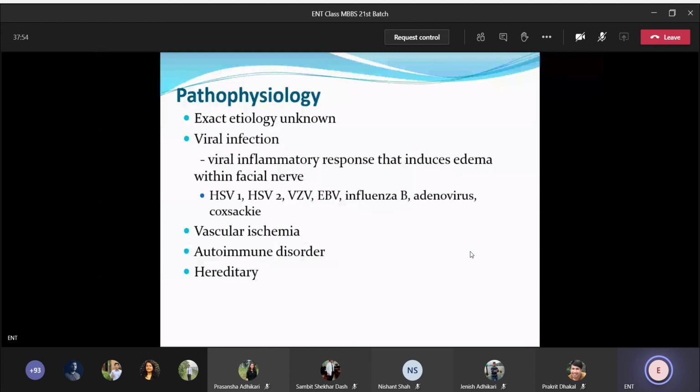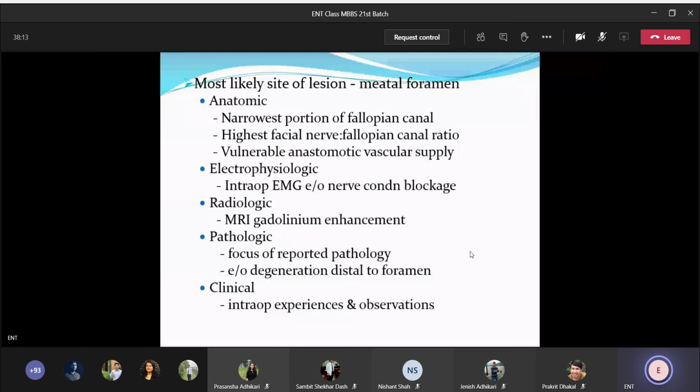There may be vascular ischemia, which causes necrosis of the nerve segment, and some say it is an autoimmune disorder, and some say it is a hereditary disorder. So the most likely site of the lesion is the meatal foramen. If there is a blockage at the meatal foramen, there is an obstruction of the nerve impulse there. So most likely it is the meatal foramen.